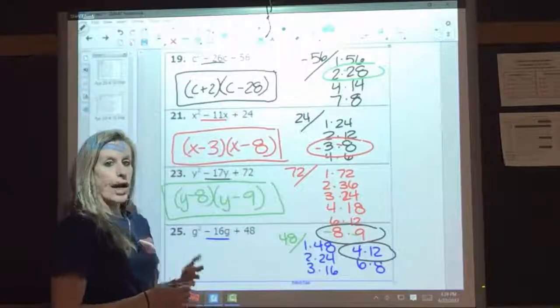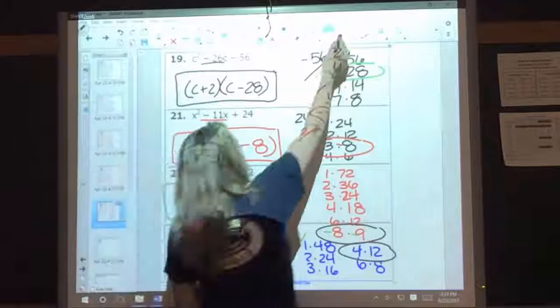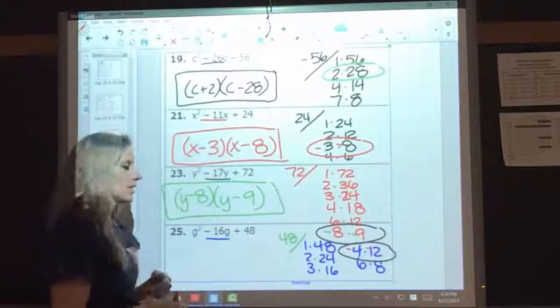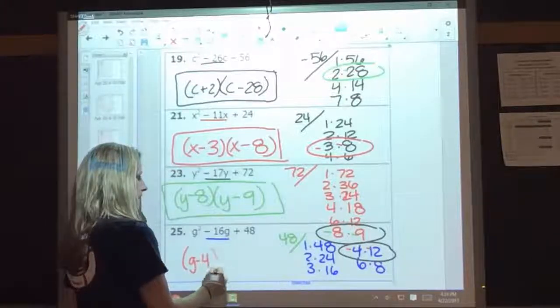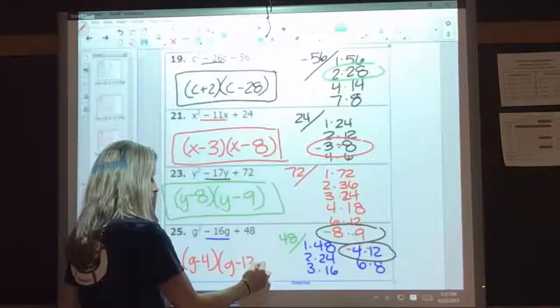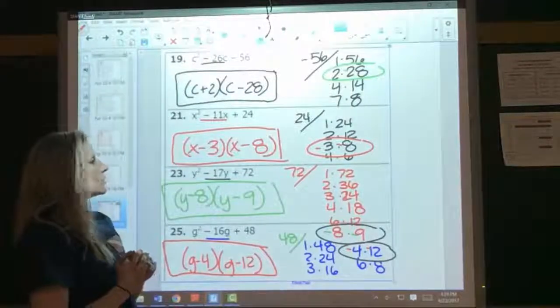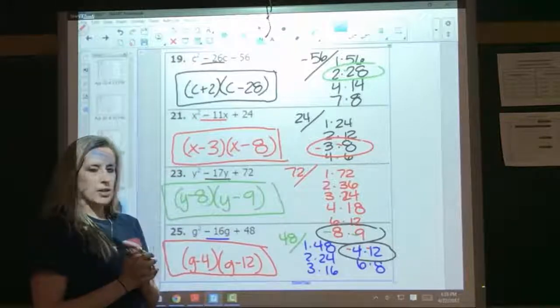Four and 12 will add up to be 16. So if you want to get a negative 16, you're going to have to make both of these negative so they add together. So it'd be g minus 4 and g minus 12. Okay, so y'all are going to do the 4 on the right side. I'm going to give you a minute, and then we'll check.